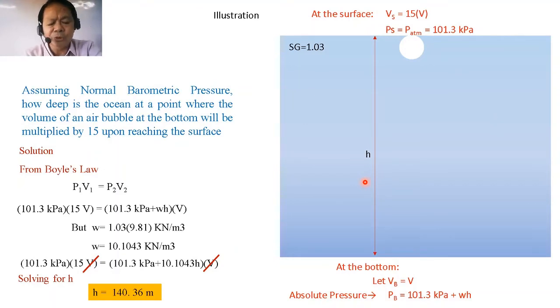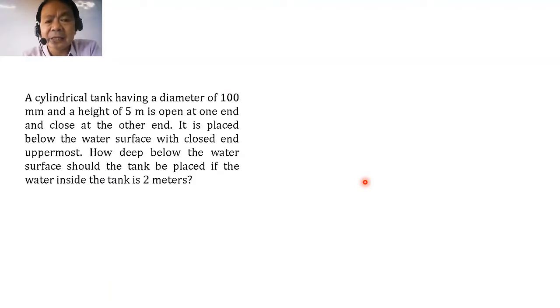So, subukan natin itong second problem which I have prepared. So, the second problem is a cylindrical tank having a diameter of 100 millimeter and a height of 5 meters is open at one end and closed at the other end. It is placed below the water surface with closed end uppermost. Yun daw kanyang closed end nasa ibabaw. How deep below the water surface should the tank be placed if the water inside the tank is 2 meters?